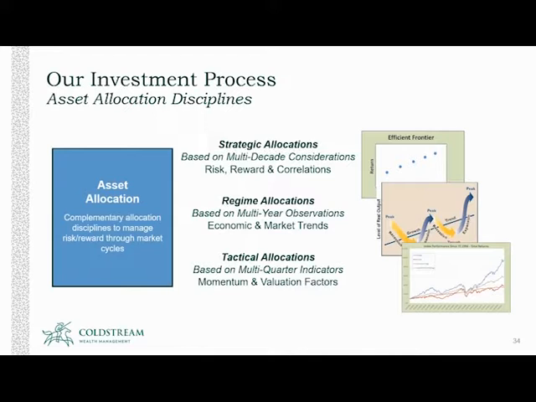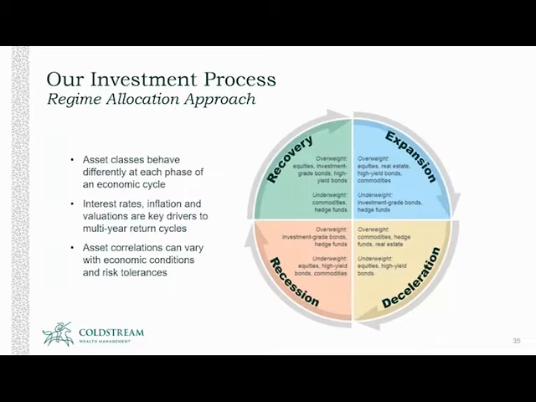So now let's discuss a regime allocation discipline a little bit further. Asset classes behave differently at each phase of an economic cycle. And we believe that interest rates, inflation, and valuations are key drivers to what can be multi-year return cycles. We also observe that asset correlations can vary with economic conditions and risk tolerances. You can envision a risk-on market or a risk-off market when it comes to that. For these reasons, we believe it's very important to understand the current economic environment.